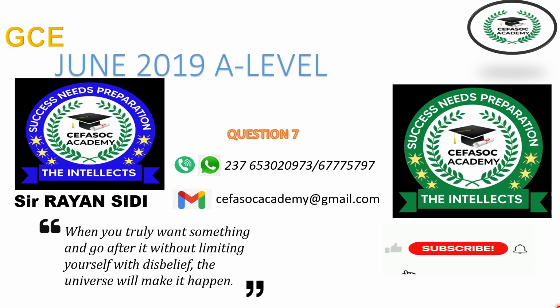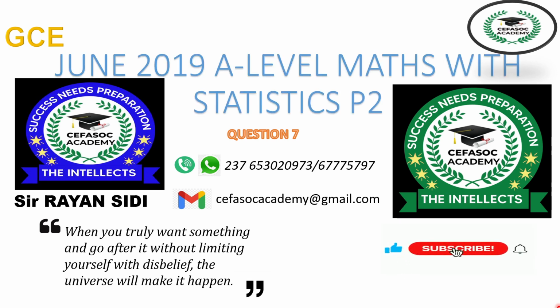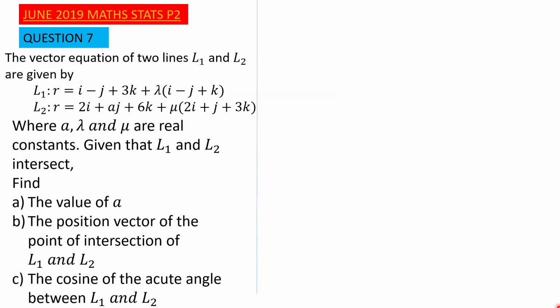So in this video, we are looking at June 2019 Advanced Level Mathematics with Statistics Paper 2, because remember that in 2019, statistics and mechanics students held Paper 2 differently. That is, different mechanics and different Paper 2, but on the same day. So the question is on vectors.